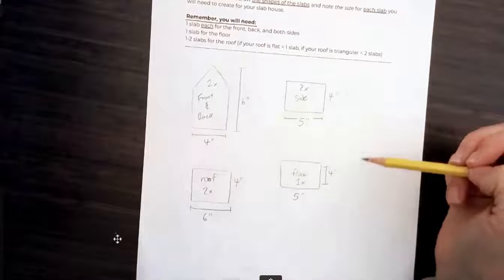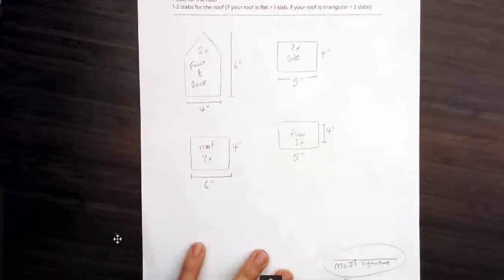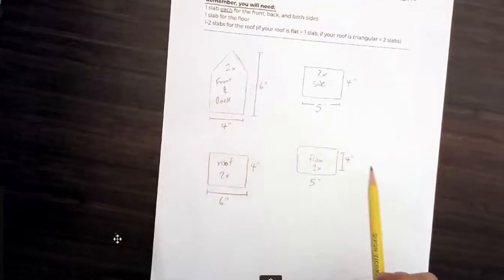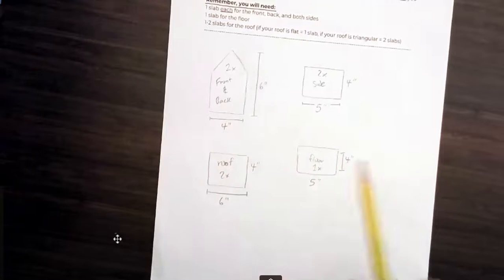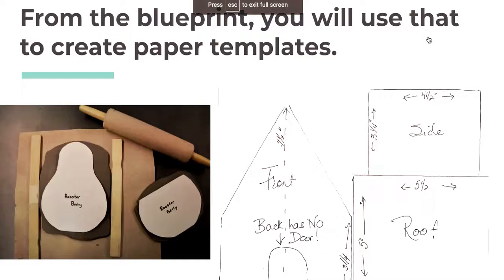So you're going to have me check this plan. I'm going to sign off on it. And what I'm going to do is I'm going to look for, does this make sense? If something doesn't make sense, I will consult with you and then we'll get you corrected. Okay, now that I have checked your blueprint, you're going to use that blueprint to actually create paper templates.